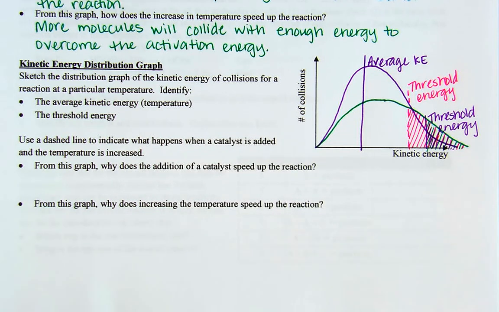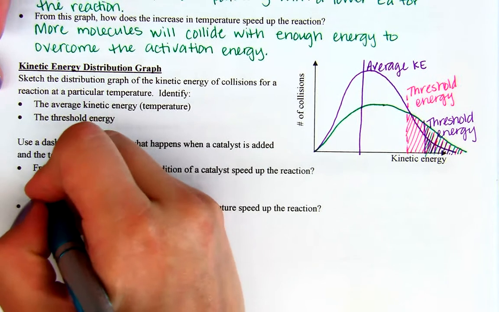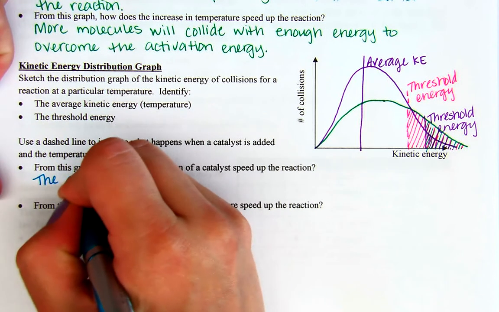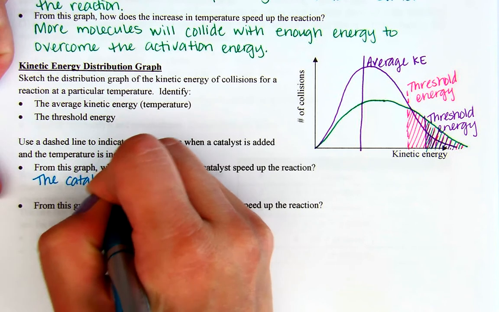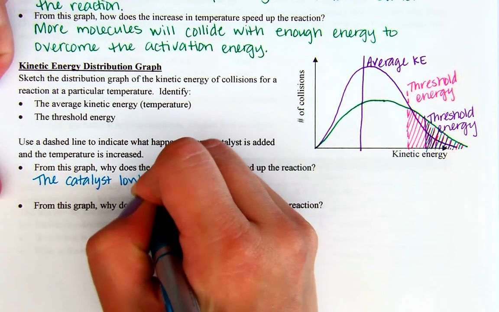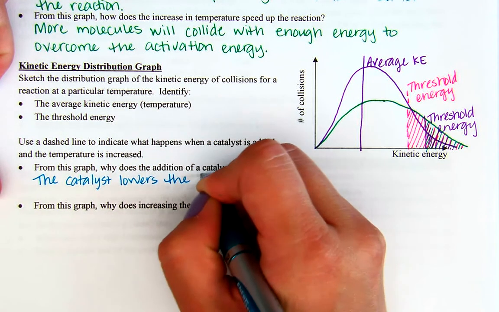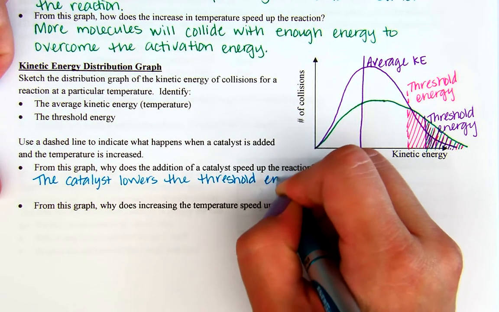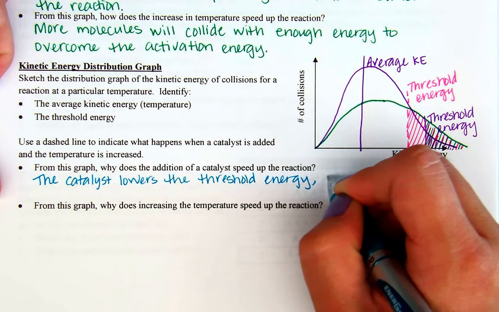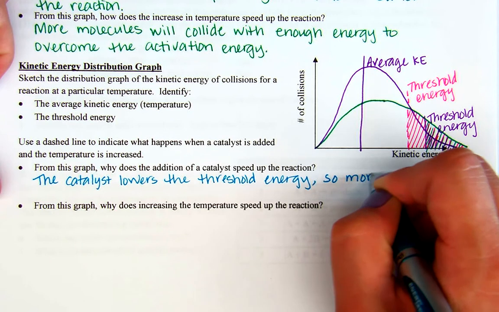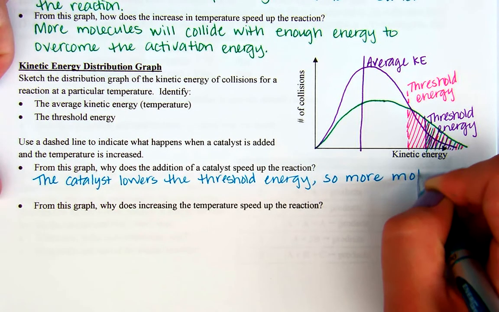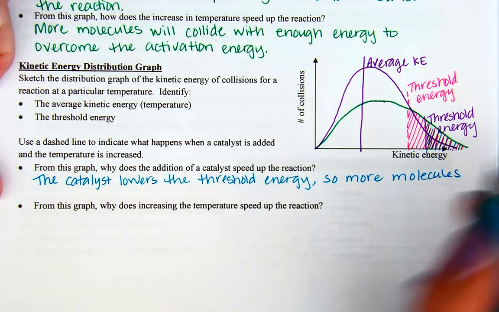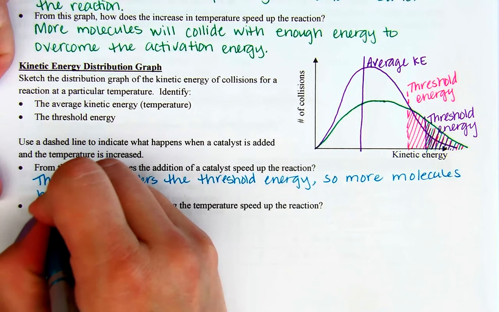Okay, so from this graph, why does the addition of a catalyst speed up the reaction? The catalyst lowers the threshold energy. So more molecules have enough energy to react.